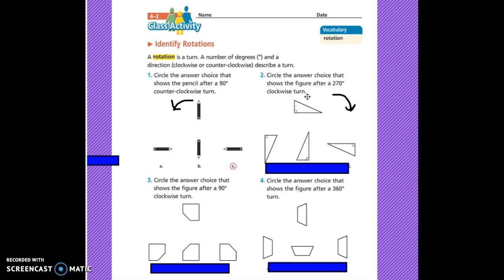270-degree turn. What do you think? Is it choice A, B, or C? For those of you who said B, you're correct. It went 270 degrees clockwise. All right, so you're getting the hang of it. So we did a couple of examples. You get to practice those on your homework later on today.